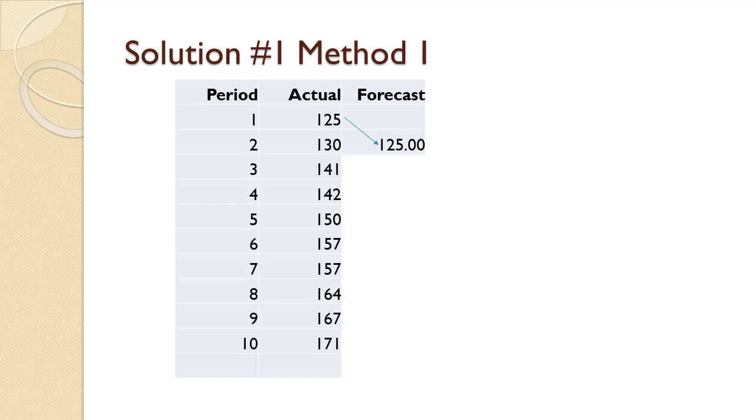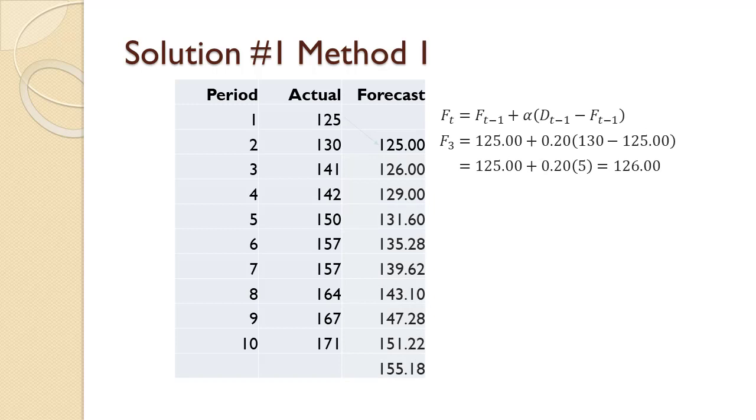Using either version of the formula, we begin by copying the demand for period 1 down as the forecast for period 2. For period 3, F3 equals the prior forecast of 125 plus alpha of 0.20 times the difference of the demand last period of 130 and the forecast last period of 125. That works out to 126.00. For period 4, F4 equals 126 plus 0.20 times the difference between 141 and 126.00. That works out to 129.00.